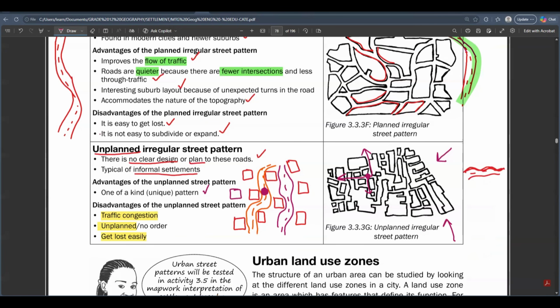So those are the things that we analyze when it comes to street patterns. Are we still together, grade 12s? Yes, sir. All right. So those are the street patterns that we have. This is how the streets are arranged in urban areas, right?